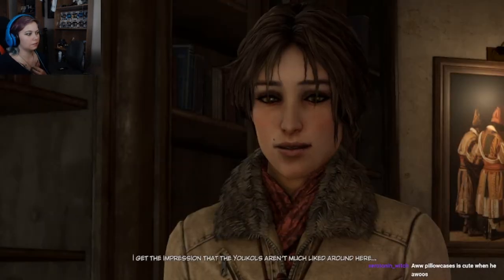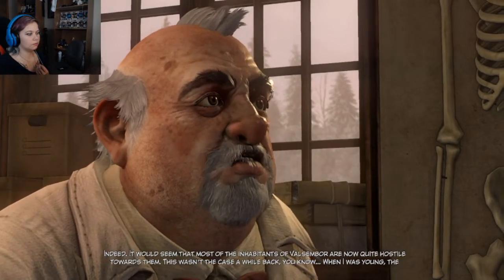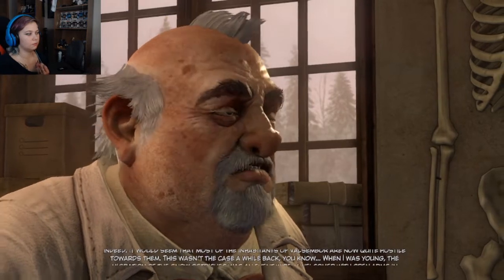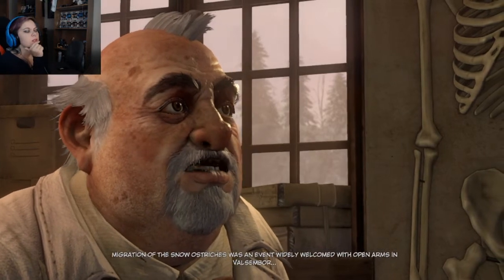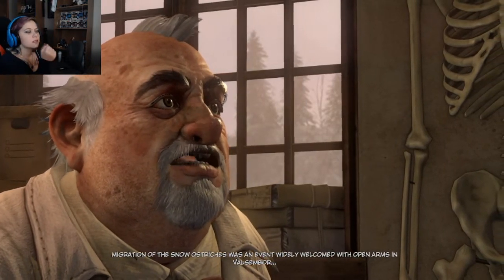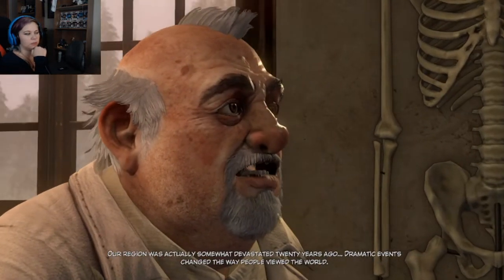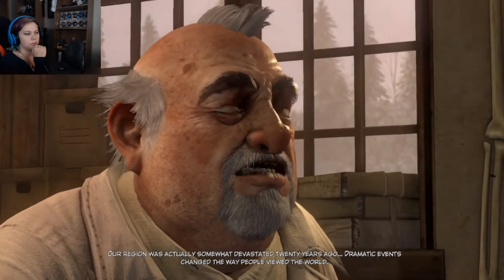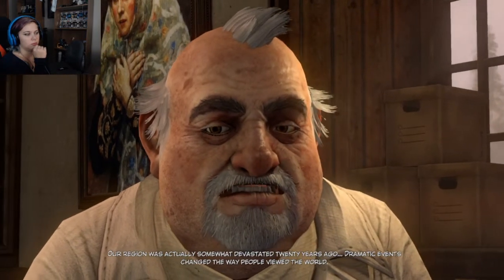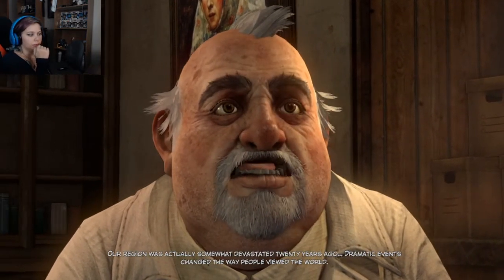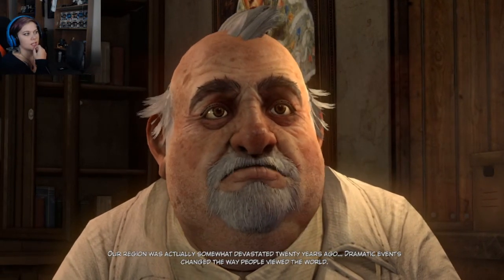I get the impression that the Yukols aren't much liked around here. Indeed. It would seem that most of the inhabitants of Valsambor are now quite hostile towards them. This wasn't the case a while back, you know. When I was young, the migration of the snow ostriches was an event widely welcomed with open arms in Valsambor. Okay, what happened? Why the change in attitude? Our region was actually somewhat devastated 20 years ago. Dramatic events changed the way people viewed the world. The people turned inward on themselves. They are less welcoming. And the fact that the Yukols have been stuck here, next to Lake Valsambor for several weeks, hasn't helped.